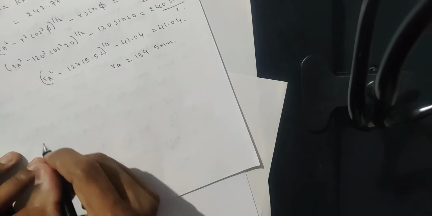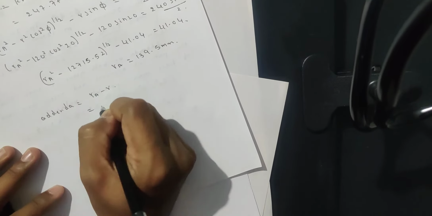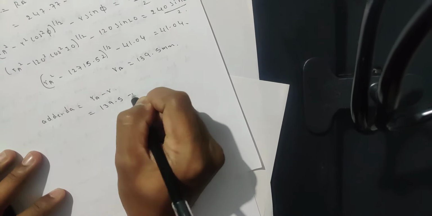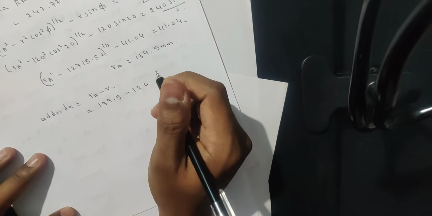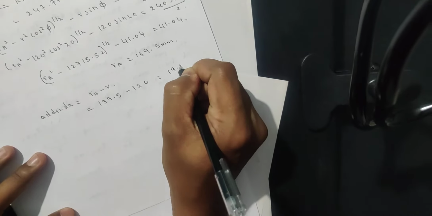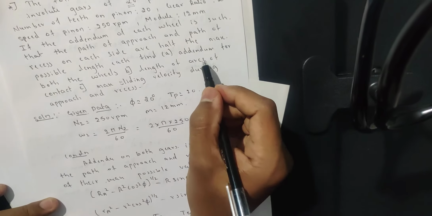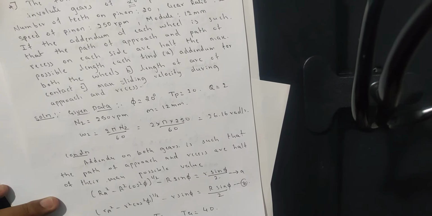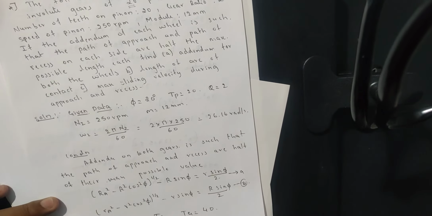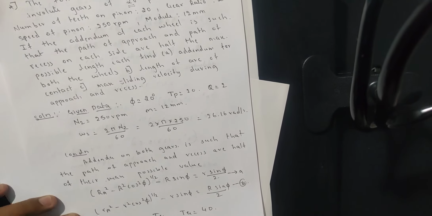If you want to find the addenda here, it will be RA minus R. RA is 139.5, R is 120 mm, so you get 19.5 mm. So you have solved the first part, finding the addendum for both the wheels. Next he has asked to find the length of arc of contact, LAC.